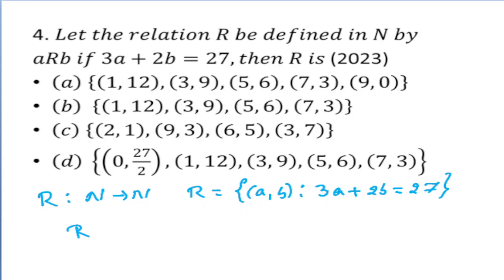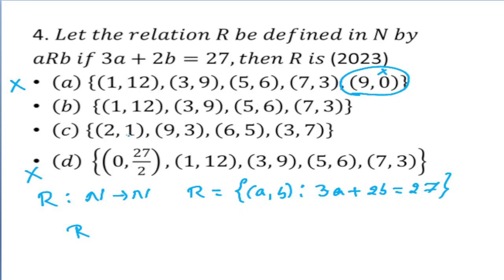See, in option A you have an ordered pair 9, 0. Here 0 is not a natural number. B also must be a natural number, A also must be a natural number. So this option you can directly eliminate. It cannot be the solution. It cannot be the relation. Similarly, go with option D. First ordered pair is 0, 27 by 2. So 0, 27 by 2, both are not natural numbers. This cannot be the solution.